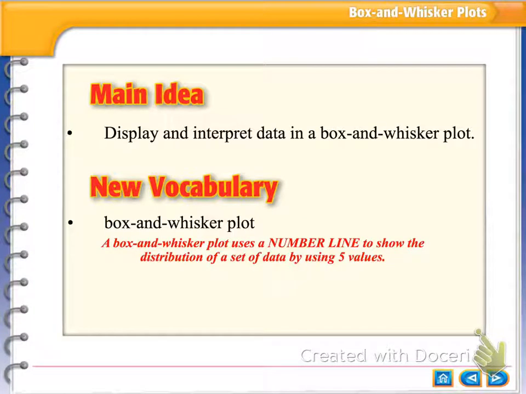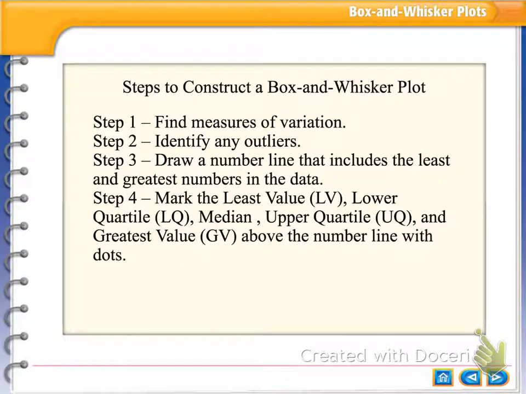Alright, our main idea today is to display and interpret data in a box and whisker plot. Our new vocabulary, box and whisker plot. If you've never heard of it, a box and whisker plot uses a number line to show the distribution of a set of data by using 5 values. Now we're going to go over what these 5 values are in just a minute.